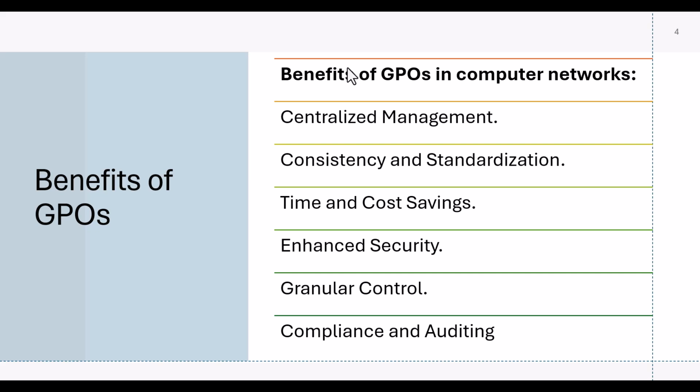They can push out configurations and software deployment to multiple computers simultaneously, and it eliminates the need for manual configuration on each machine. So instead of visiting each machine to do a common setting like installing software, now you can use group policy objects to do it at once on all the computers instead of visiting these computers one by one. So it saves time and it saves cost as well. And then it enhances security as well.